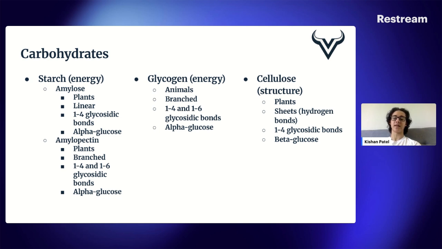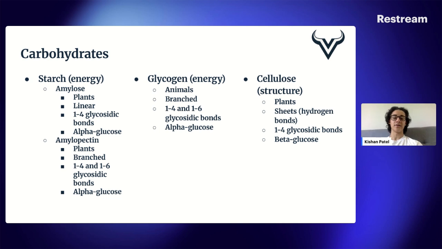And what this means is that the way you count glucose is based on its carbons. So this is formed between the first carbon and the fourth carbon, and amylopectin forms between the first and fourth and first and sixth carbon. This creates the branch structure. And they both utilize alpha glucose. Similarly, glycogen is also an energy source, however, this is used in animals. It is also branched like amylopectin and it has the same 1,4 and 1,6 glycosidic bonds. It also uses alpha glucose.